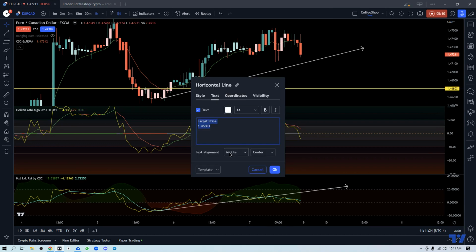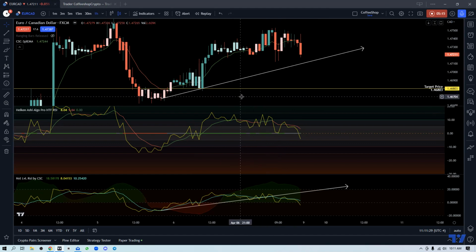Just move it to the side here. Move it to the center, move it to the right side. There we go. And so there's that, right?